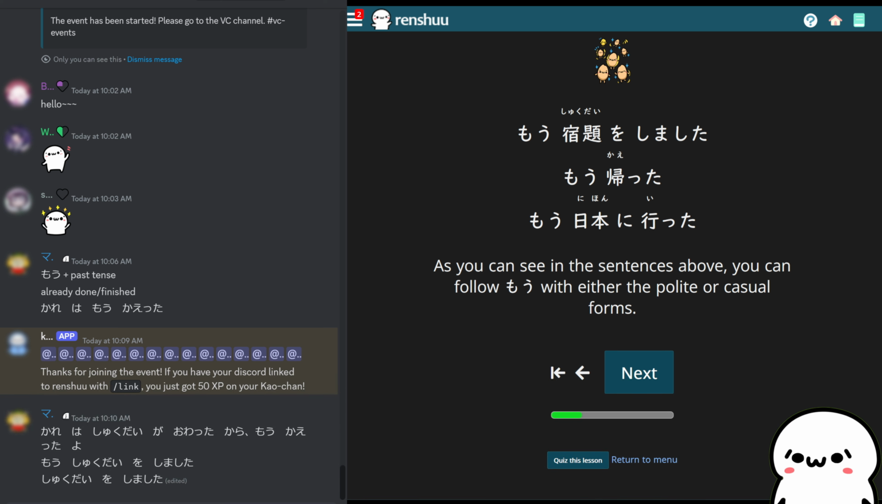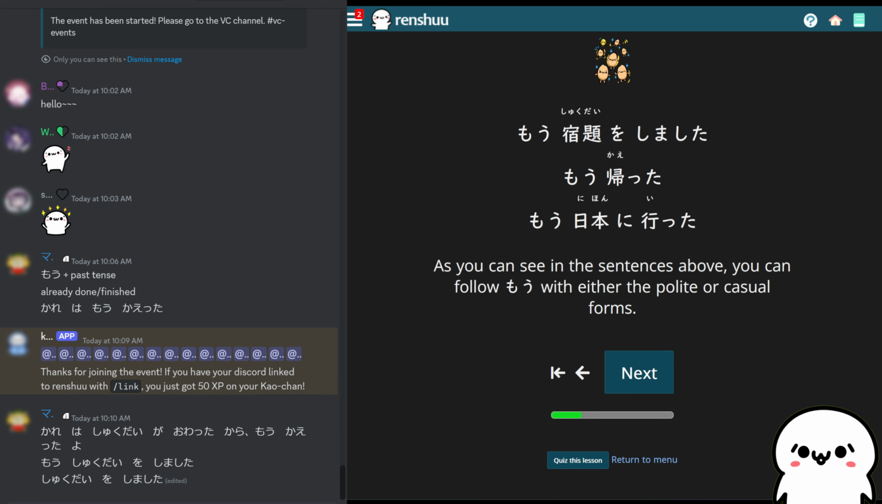Now, if I ask you what's the meaning, you'll probably say, well, we just talked about that already. That first one means I've already done my homework, compared to shukudai o shimashita. So any ideas on when you would use one compared to the other? The first one being I've already done my homework, the second one being I did my homework.